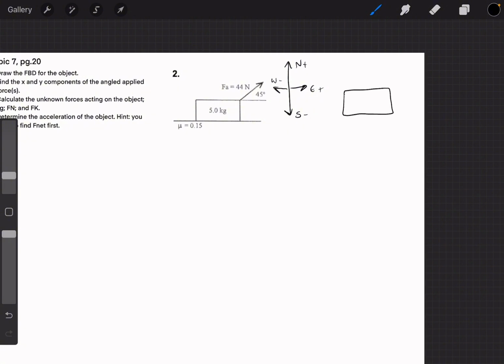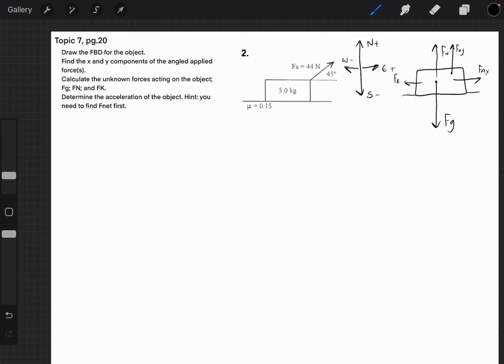So here's the box, all at the table. It's got its FG, its Fn, and I could angle the force, but what I'm going to do instead is add another arrow up, and this is going to be FAY and FAX, and then going in the opposite direction, it's going to be FK. Perfect.